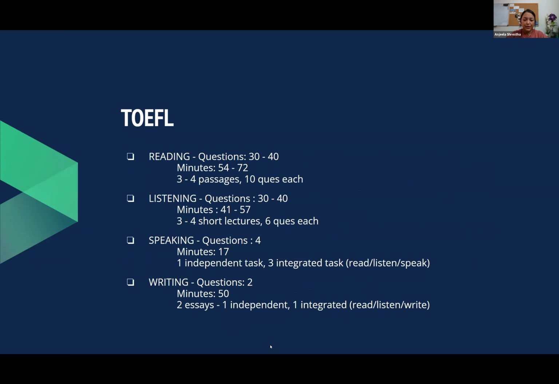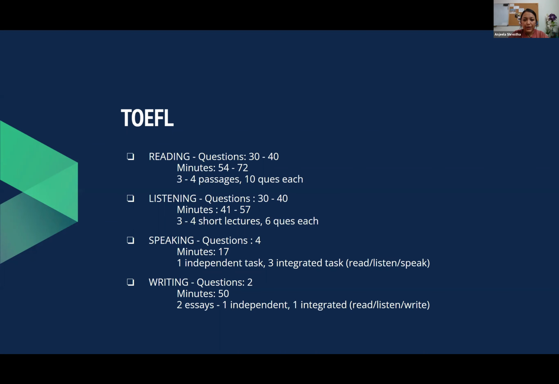Okay, so now talking about question patterns. Under reading section, you will see about 30 to 40 questions and you'll have 54 to 72 minutes. So, and you'll be given 3 to 4 passages. Under listening category, you will have 41 to 57 minutes.